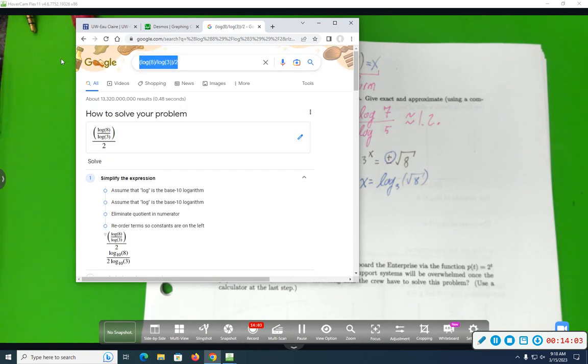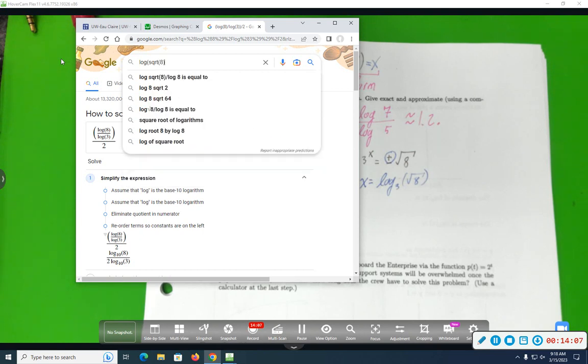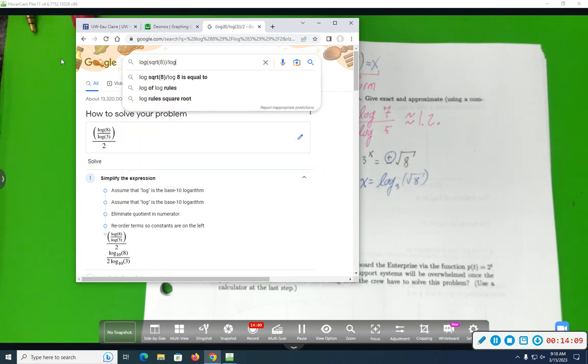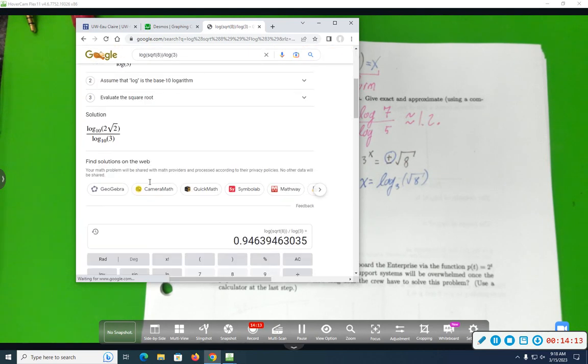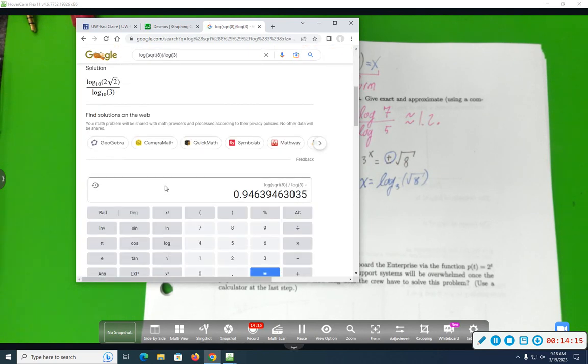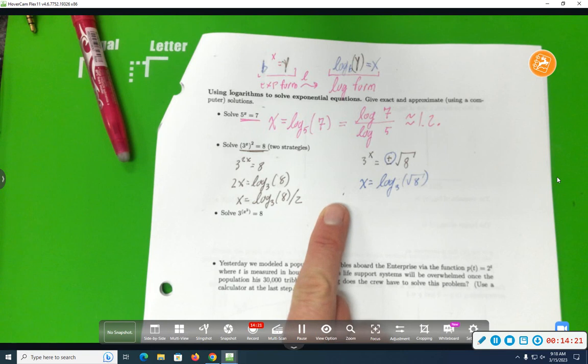Let's also compute the other thing. Let's compute the log of the square root of 8 divided by the log of 3. See if that gives us the same value. Does it? Nice. So there's actually an algebraic property that's appearing here.